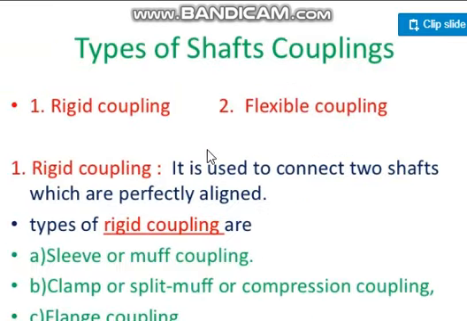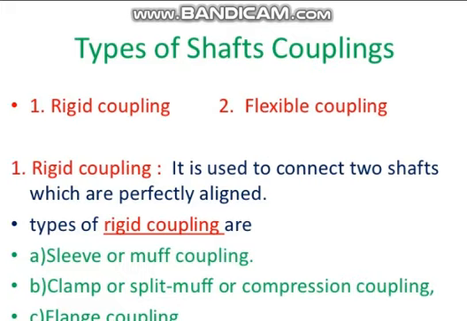When we are talking about the types of shaft couplings, there are two types. We have already seen rigid coupling and flexible coupling. Rigid coupling is used to connect two shafts which are perfectly aligned. So when there is no misalignment, this is used. The types are sleeve coupling, also called muff coupling, clamp or split muff coupling, compression coupling, and flanged coupling.